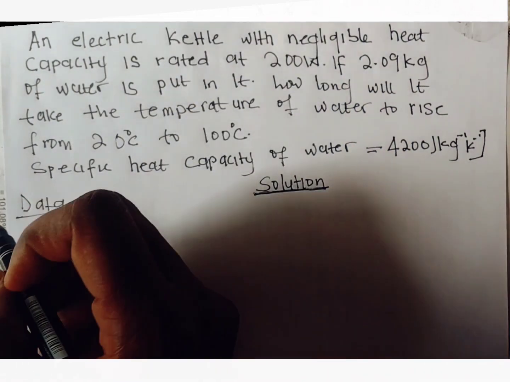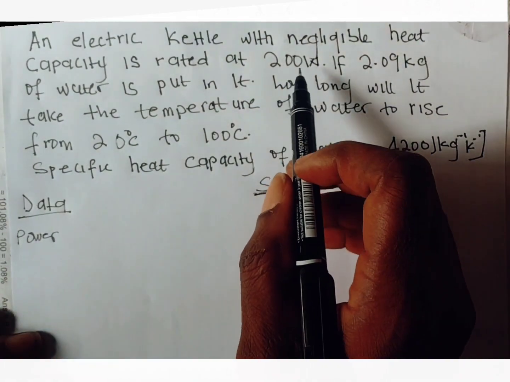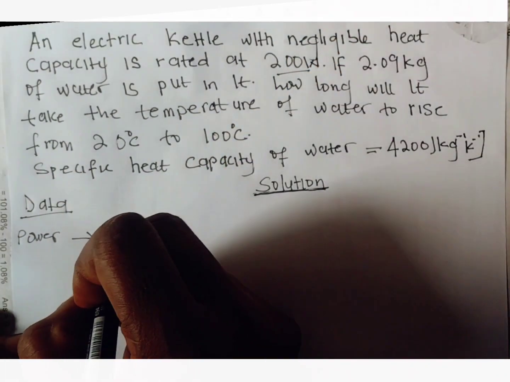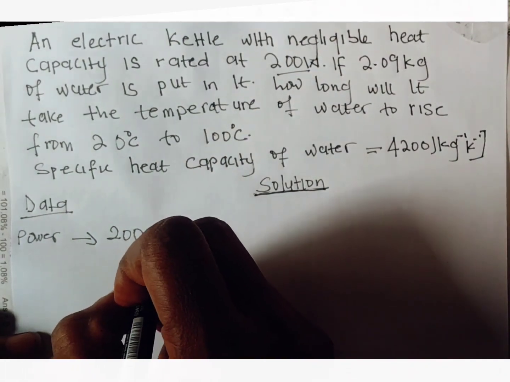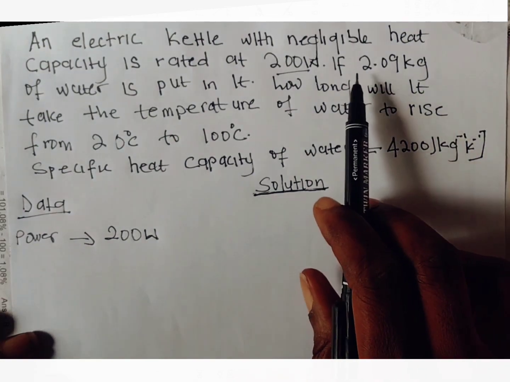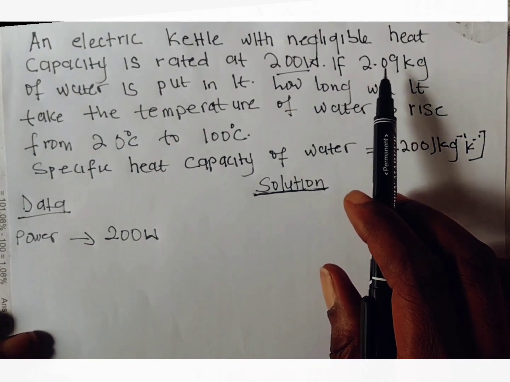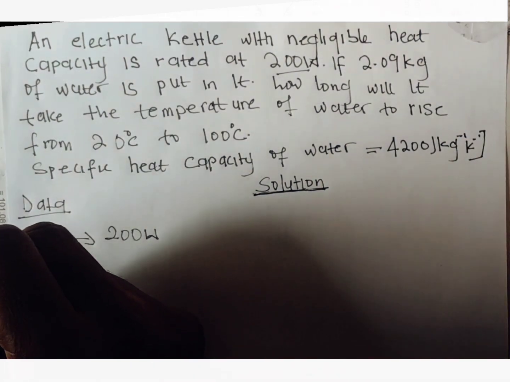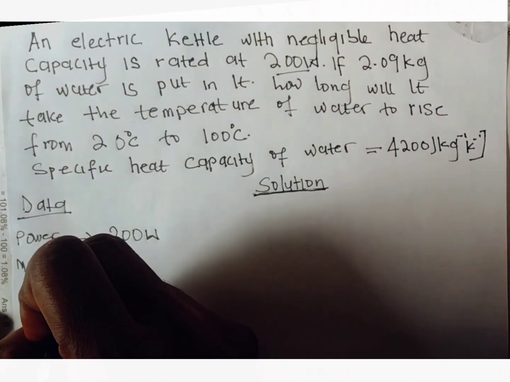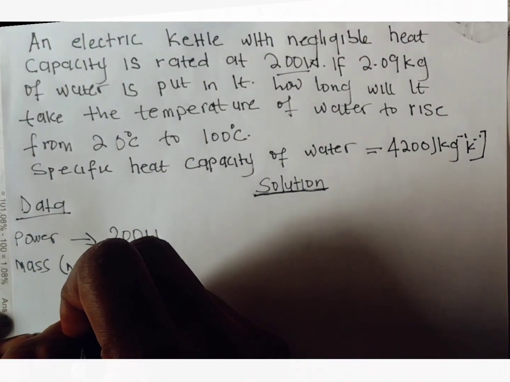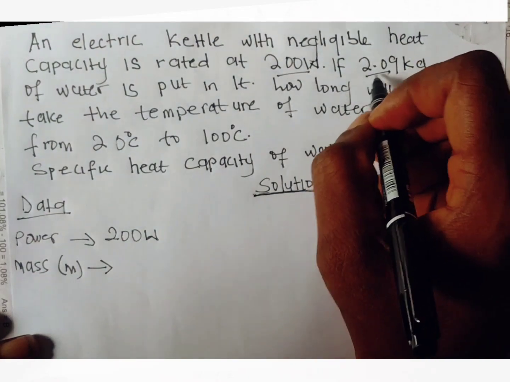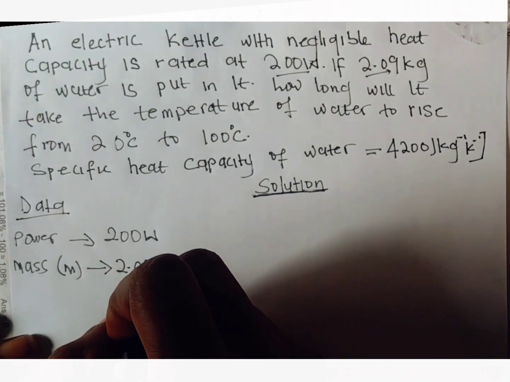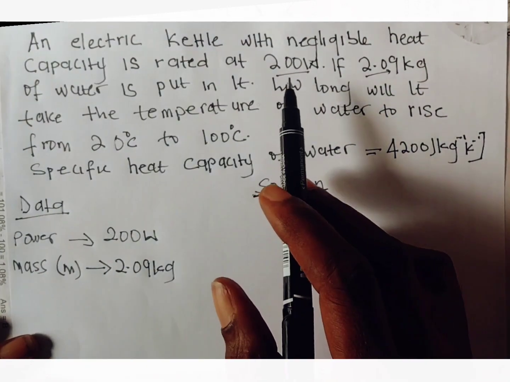So I write power, which is measured in wattage, is 200 watts. Any other information? Yes, they told us that the mass of water is 2.09 kilograms. So I write mass, represented by M, is 2.09 kilograms. Any other information?